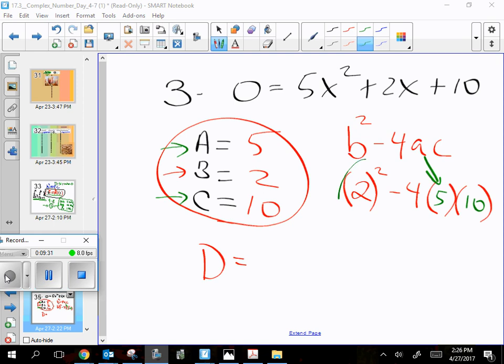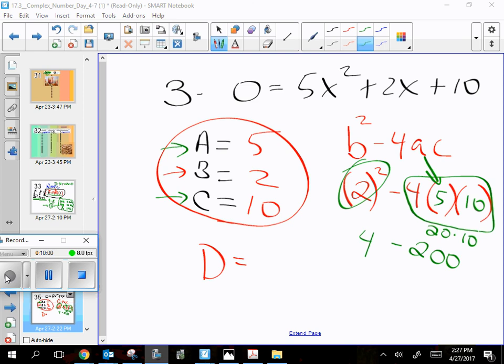B squared is 4. And that is a big, nasty multiply problem. But it's not that hard because timesing by 10 just adds a 0. So, 5 times 4 is 20. And then you times 10. 20 times 10. I heard 120 and I heard 200. Which one is it? It's 200 is correct. Nope. 20 times 10 is 200.